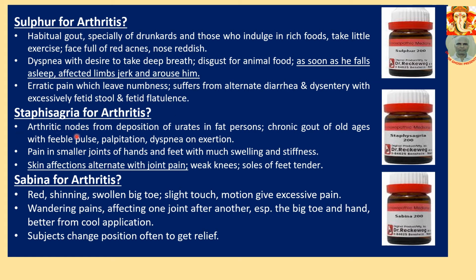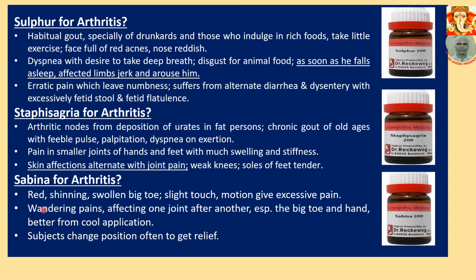Staphysagria for arthritis. Arthritic nodes from deposition of urates in fat persons. Chronic gout of old age with feeble pulse, palpitation, dyspnea on exertion. Pain in smaller joints of hands and feet with much swelling and stiffness. Skin affection alternates with joint pain. The joint pain and skin affection, one is going, another is coming. When skin affection is there, no pain. When skin affection is apparently removed or cured, but is not actually cured, the joint pain comes. This is the picture of the total disease. Weak knees, soles of feet tender.